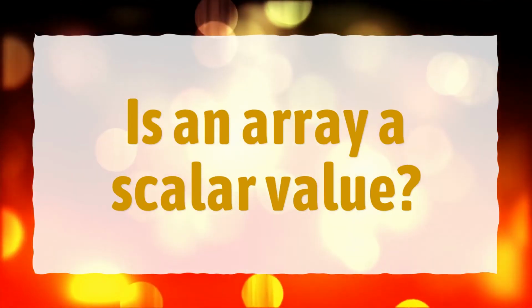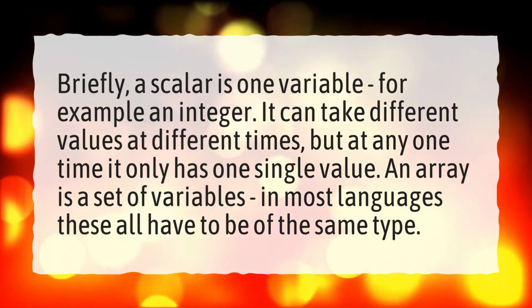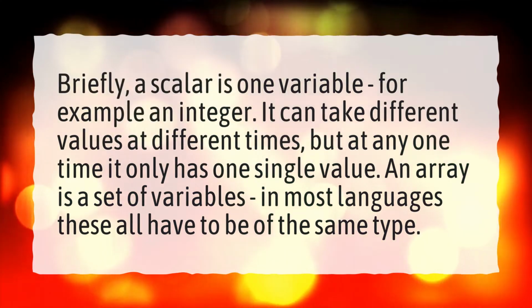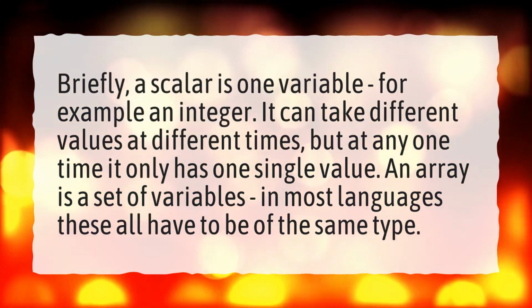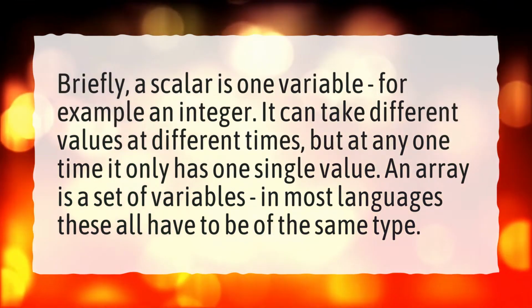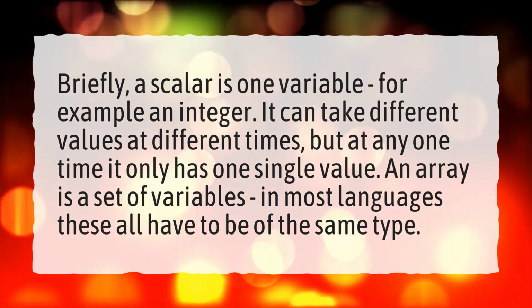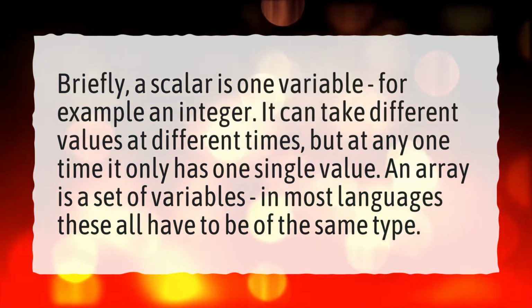Is an array a scalar value? Briefly, a scalar is one variable, for example an integer. It can take different values at different times, but at any one time it only has one single value. An array is a set of variables. In most languages these all have to be of the same type.